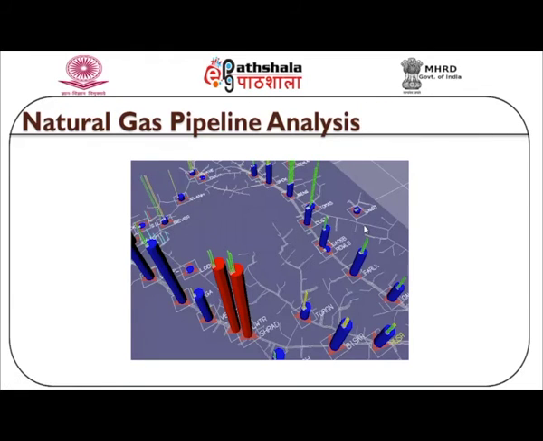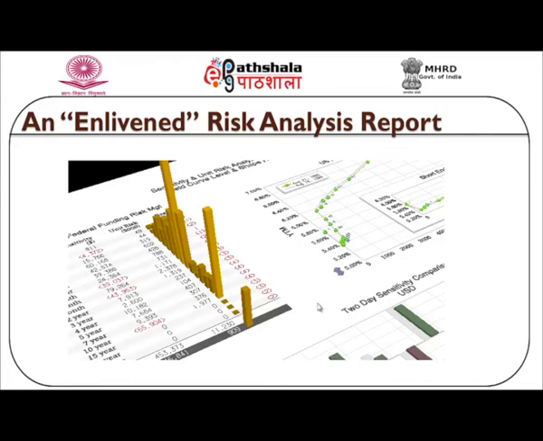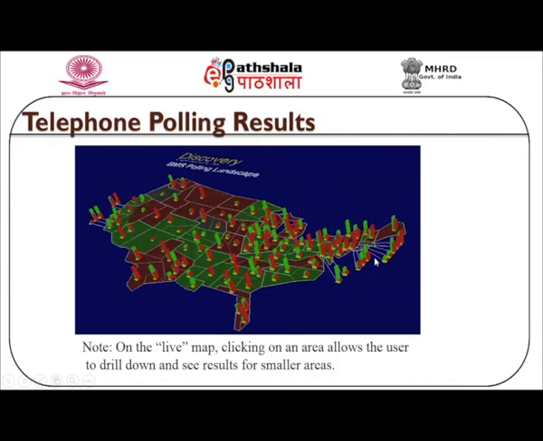Here this is a natural gas pipeline analysis. The amount of natural gas pipelines and things like that are represented in the form of three-dimensional bar charts, and those are visualized using a geographical information system. This is an end-to-end risk analysis report, where the amount of funding spent every year and the amount of risk calculated for each year are represented in the form of a three-dimensional bar chart.